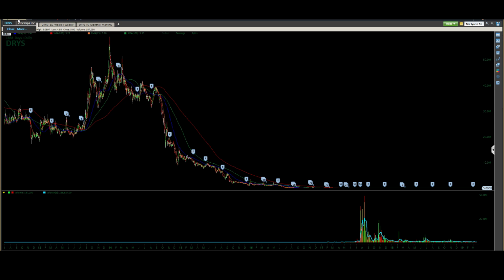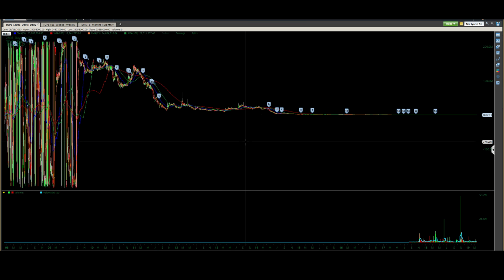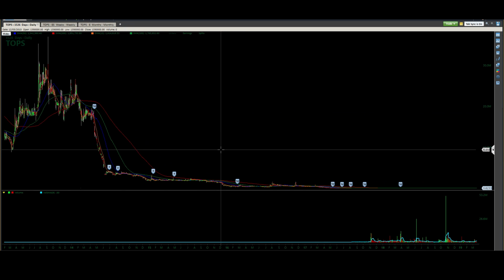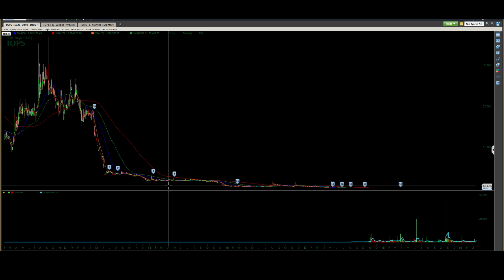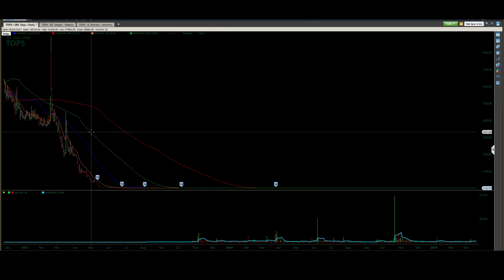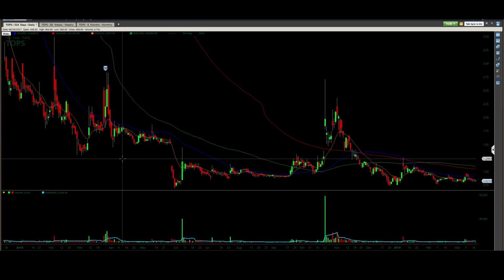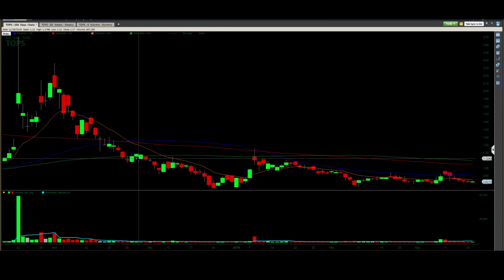Same thing with TOPS. As you can see, when you zoom out on the daily, it just gets real ugly. You've seen it's up to 26 million, and then when you come down to here, you see 614,000. You just zoom in more, and it just gets uglier and uglier.